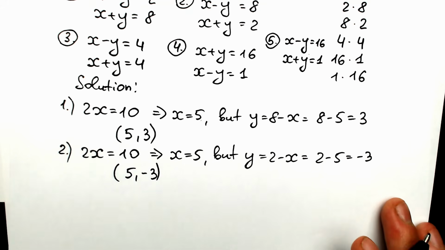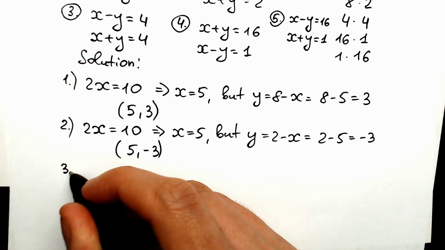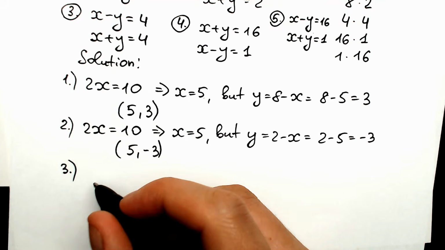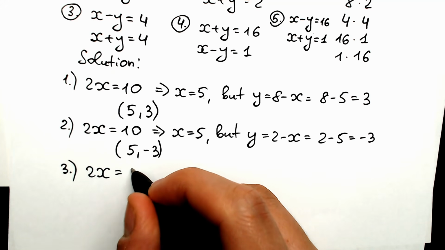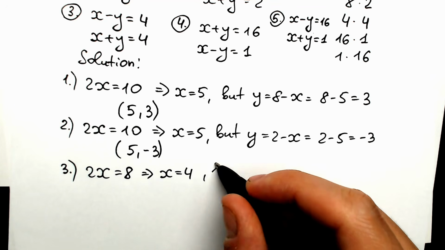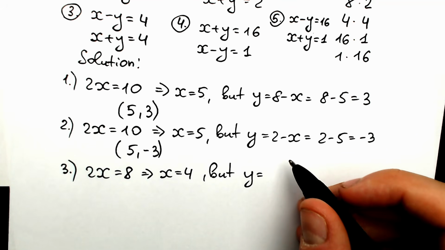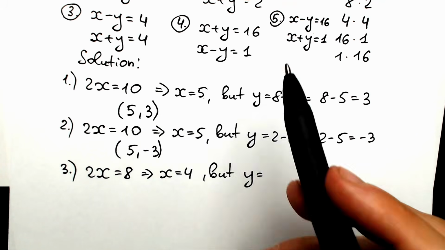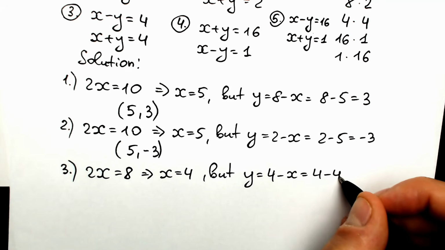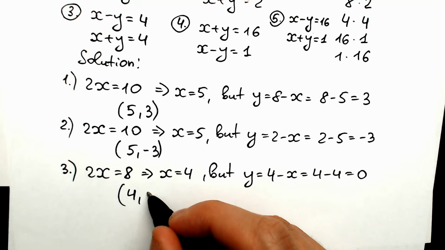Let's solve our third system of equations. When we add it, we have 2x equals 8, and from here x is equal to 4. And y equals 4 minus x, so we have 4 minus 4, equal to 0. So we have our third pair: x equals 4 and y equals 0.